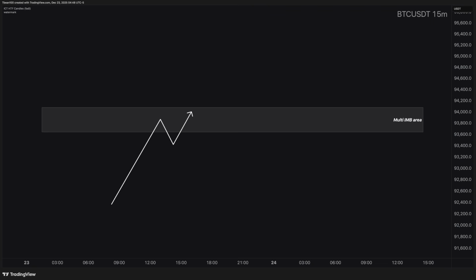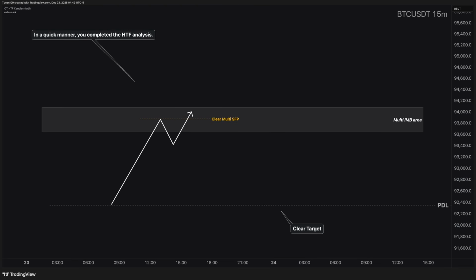We waited for the price to come back into our multi-imbalance area. Then we looked for supportive structures such as support and resistance flips or swing failure patterns like the one shown in our example. We combined this with clear targets such as the previous day highs or the previous day lows to define our directional bias. This is your high time frame analysis explained in the simplest way possible.